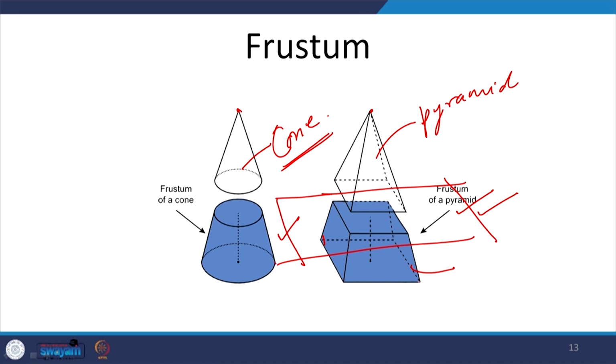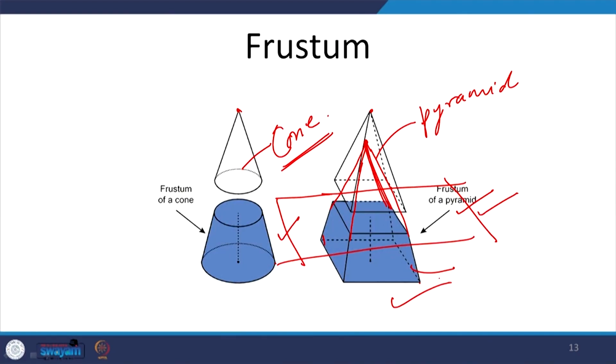Here in a frustum, if we continue to produce these lines, they will still be going and meeting in an apex. That's the essence of it. So, if we continue to produce these lines upwards, they will go and meet in an apex, and that is what will result in a cone or a pyramid. That's what the frustum is. So, it's a regular solid, but it's just derived by cutting a regular cone or a pyramid.